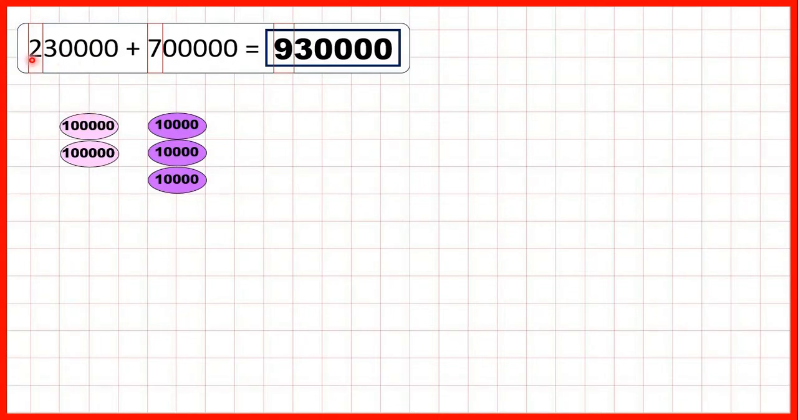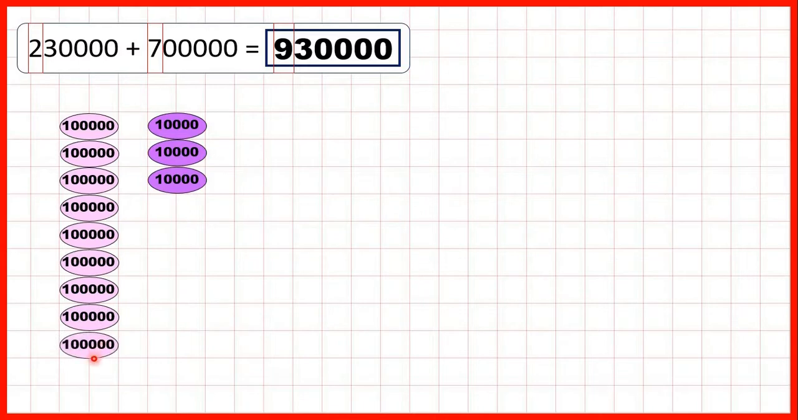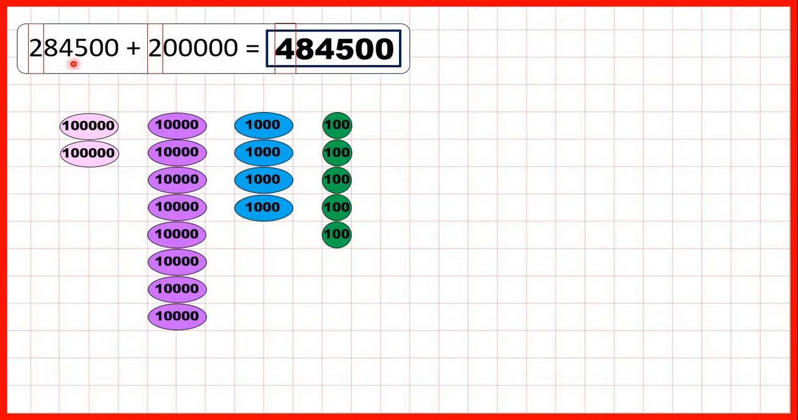Then we had 230,000. So that's 2 100,000s and 3 10,000s, and we were adding 700,000. So if we add 7 100,000 counters, you can see that we now have 9 100,000s and 3 10,000s, so that's 930,000. Then we had 284,500, so that's 2 100,000s, 8 10,000s, 4 1,000s, and 5 100s. We were adding 200,000, so if we add 2 100,000 counters, you can see that we now have 484,500.